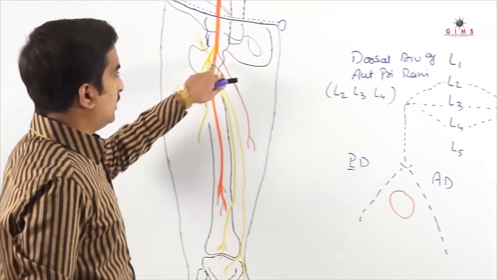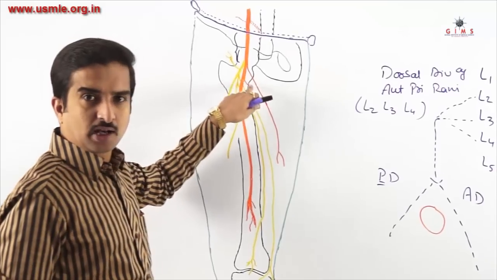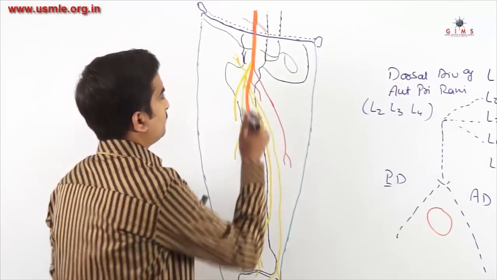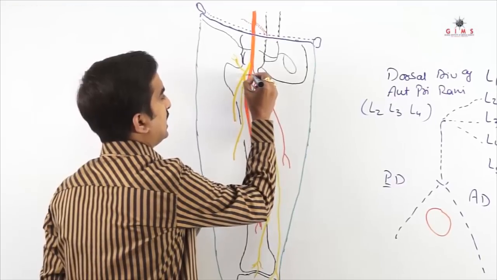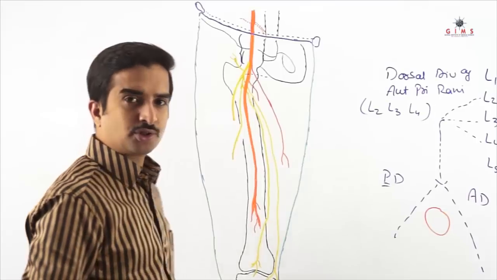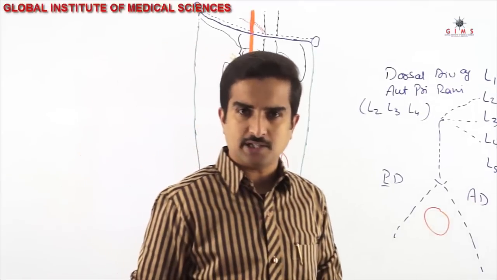So here I will draw the lateral circumflex femoral artery. Let us assume that this is the lateral circumflex femoral artery, which separates the anterior as well as posterior divisions of the femoral nerve.